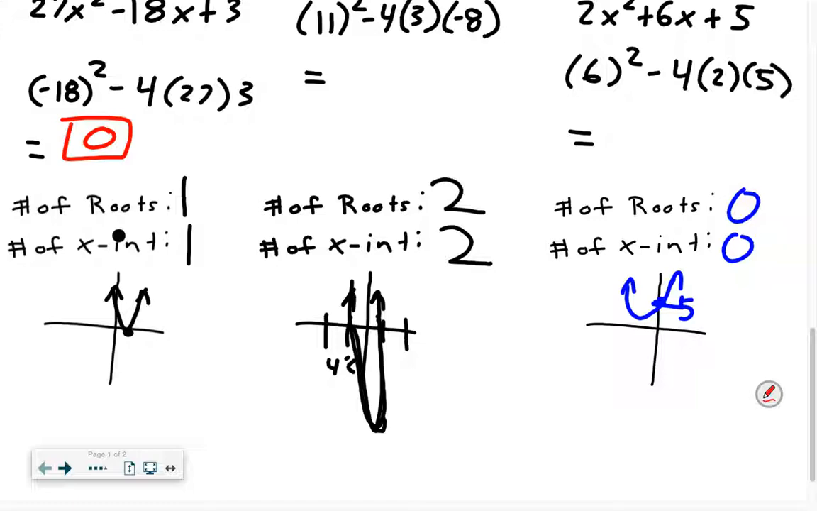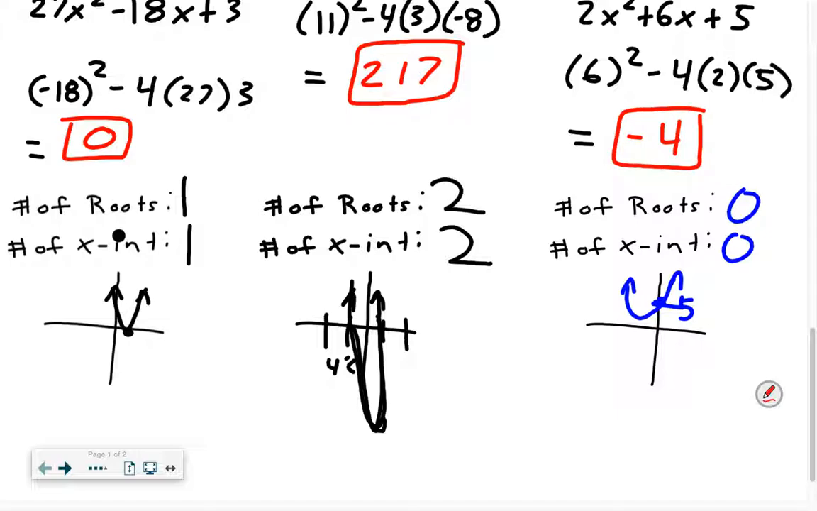217. That's all right, we'll fill it in. And what did we get over here? -4. And again, I'm not so much concerned about the value. At the same time, I am if it's 0. But whether this thing is 217 or 53 or 0.5, the fact is this thing is positive. And over here, the idea is this thing's negative. And that's what's going to indicate the roots.